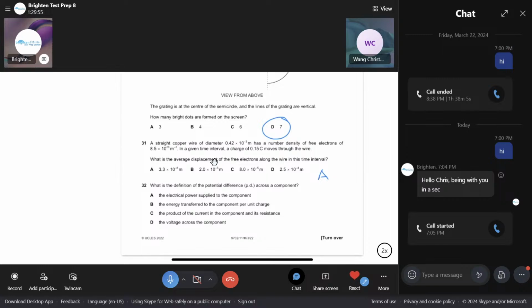Do you have it, Chris? I cannot get the... Oh wait, I forgot to divide by the elementary charge. Yeah, exactly. That's right. You have to divide by the elementary charge.